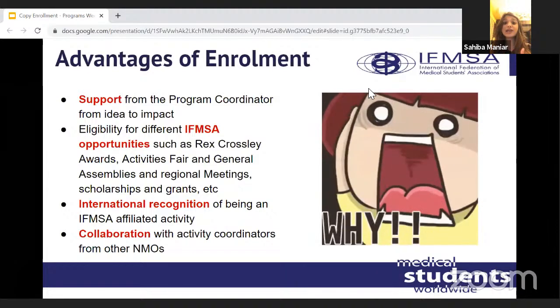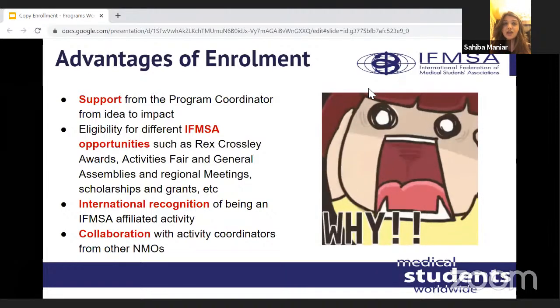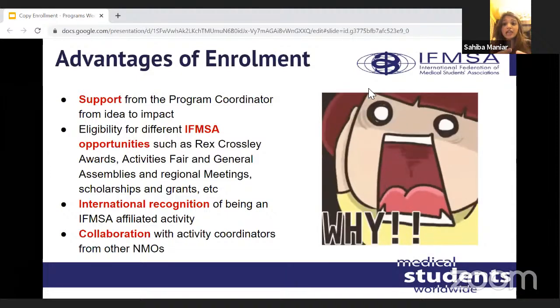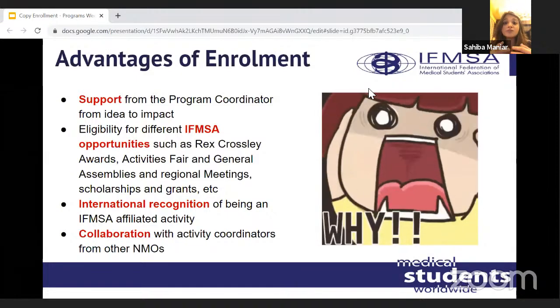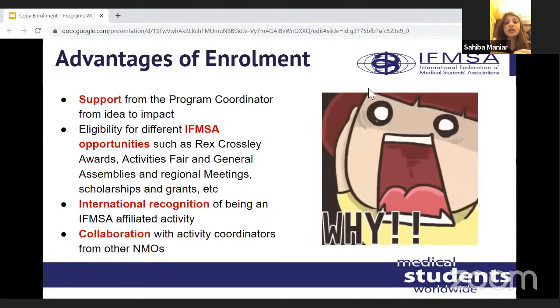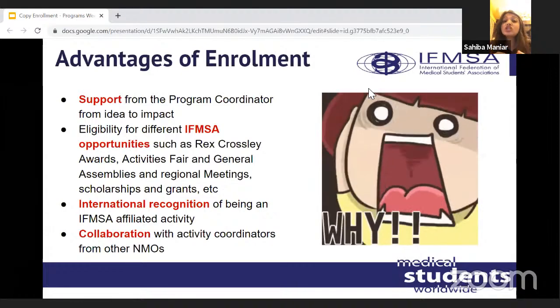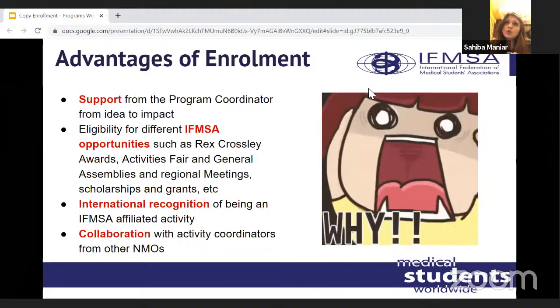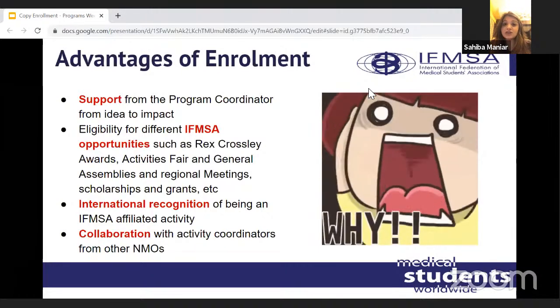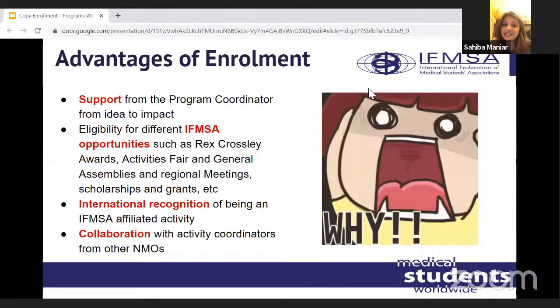So one, you get support from program coordinators. Program coordinators would help you to design an activity, to develop it, evaluate it, and monitor it. They would also help assess the impact, and you become a part of IFMSA's program annual impact report. So you are eligible to become a part of the program impact report of IFMSA. You also get additional benefits such as relevant resources or content on the matter.